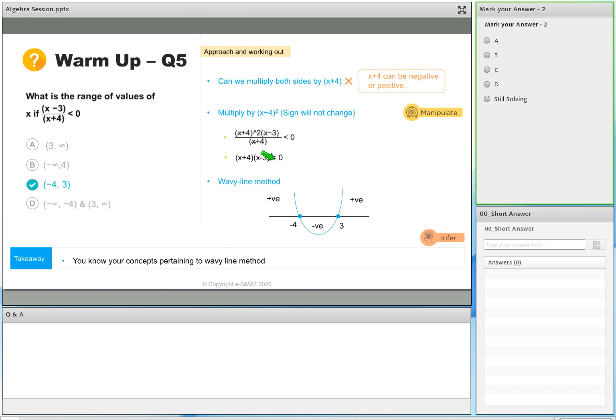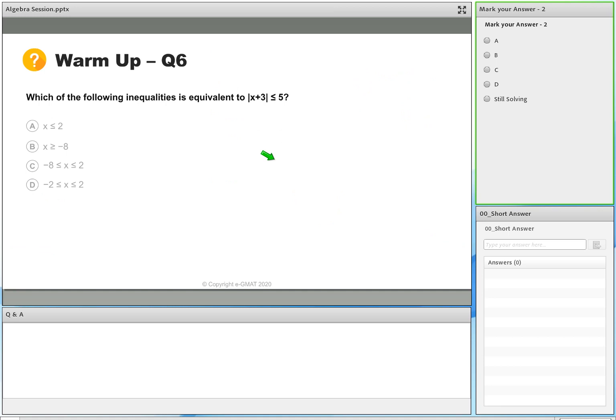Okay, a few more people. Please mark still solving. Okay, great. Here's warm-up number 6. Good luck.